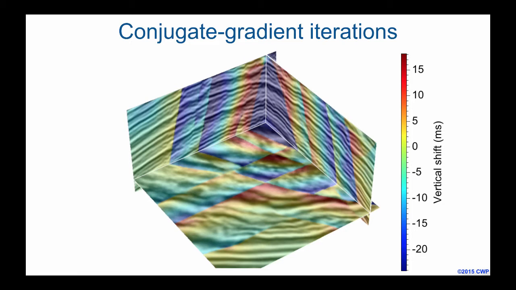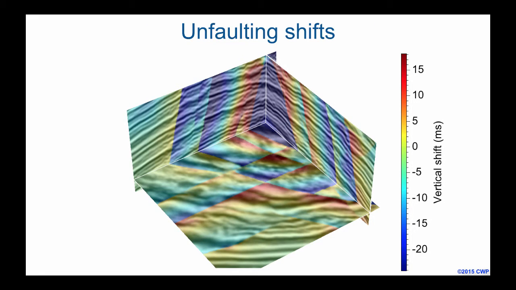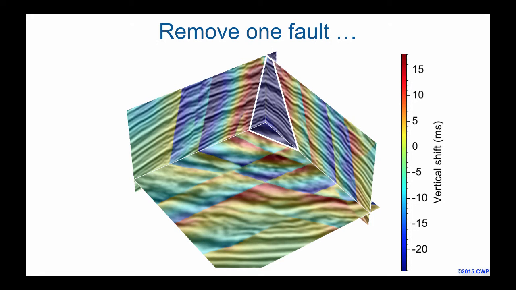Okay, now I want you to imagine a scenario, and this is one I posed to Jinming. I say, take these shifts now, and I want to know, as an interpreter, what's going to happen if I say, I'm not sure that that fault should be there. So I want to take out one fault, which means there really aren't any slips there anymore. Recompute the solution now.